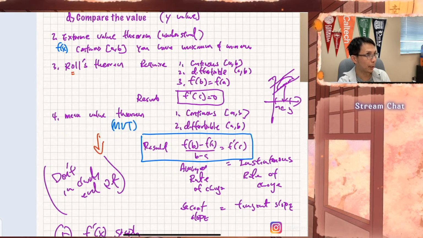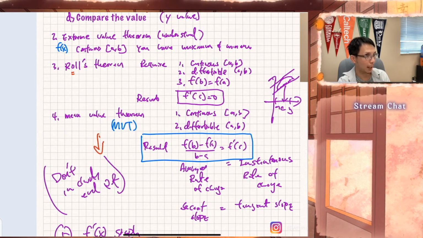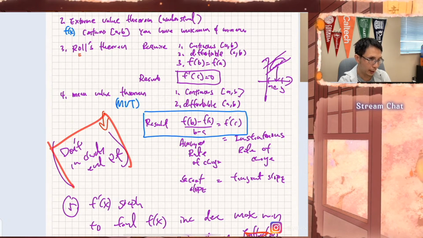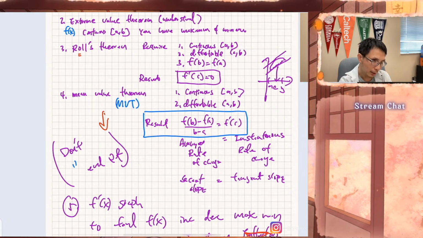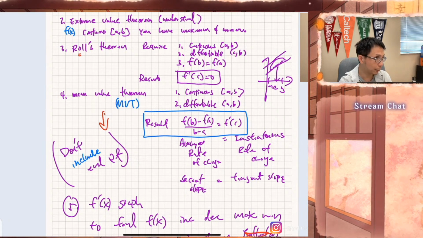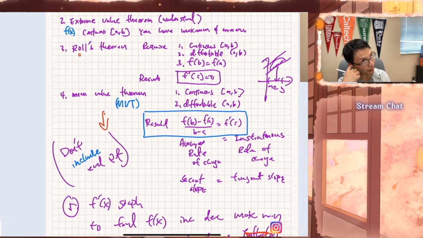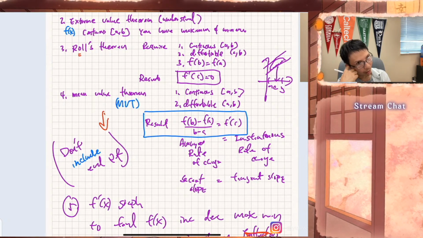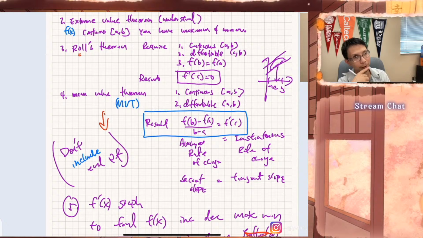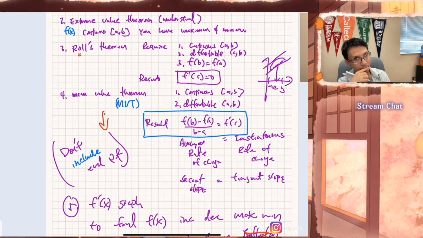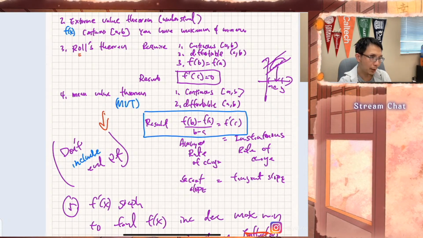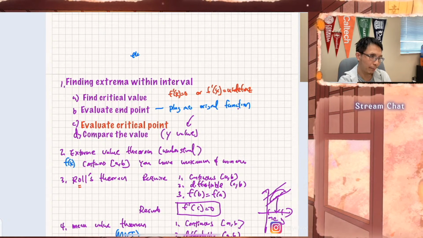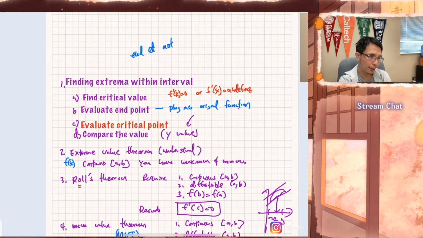But it does not include the endpoints. The endpoint having the same slope does not count. So do not include endpoints. Endpoint does not count for mean value theorem as well as Rolle's theorem. Yes? But an endpoint can be a critical point, though, right? No, an endpoint does not count as a critical point if it's in the interval, because an endpoint is not differentiable. The endpoint is not differentiable because we talked about it before.